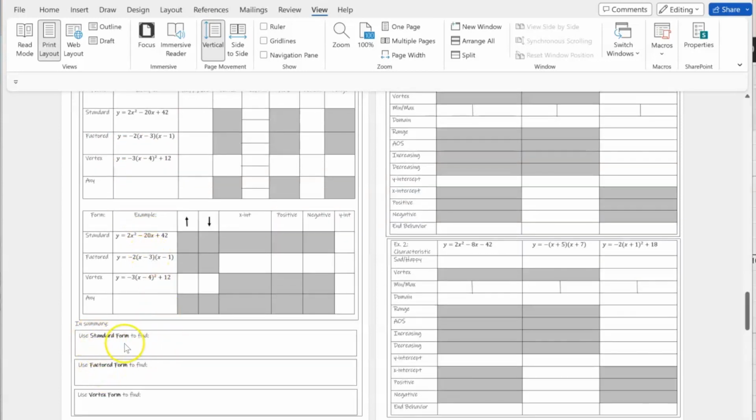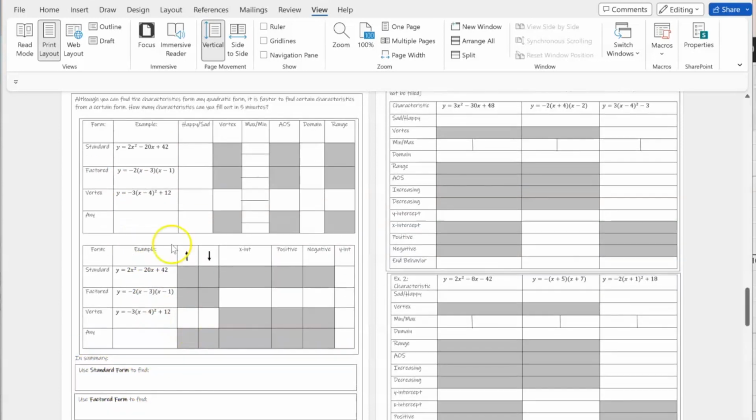Now, you have this in your notebook, so I'm just going to say it as opposed to do it. From standard form, I can get the y-intercept really quickly. I can tell if it's happy or sad, so this one right here is happy. From factored form, I can get these are the x-intercepts. Remember, take the opposite, so it's going to be 3 and 1. I can also tell if it's happy or sad.